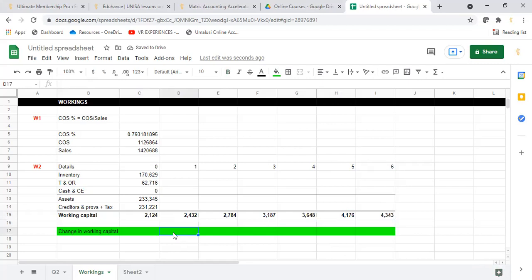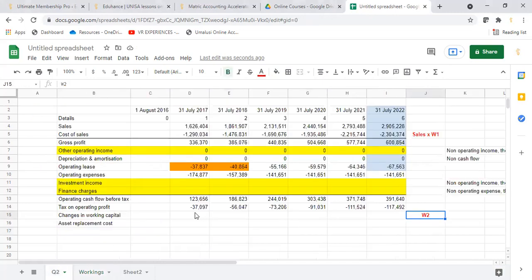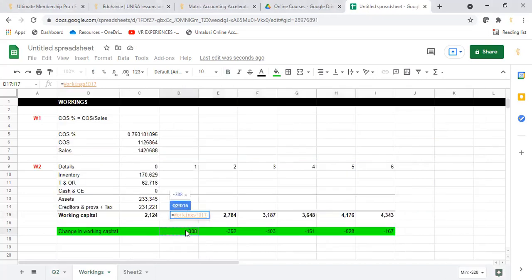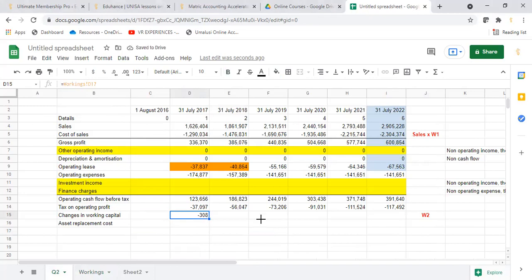Now, this is the balance of working capital. We don't want the balance of working capital. Very, very important. We want the change or the movement in working capital. So all we say is last year minus this year. That is what we're going to spend every year. Okay, so we plug it in. So now we go to our answer, and we go to working capital, and I just say equal to working two. And then there we go. Okay, so that is change in working capital.